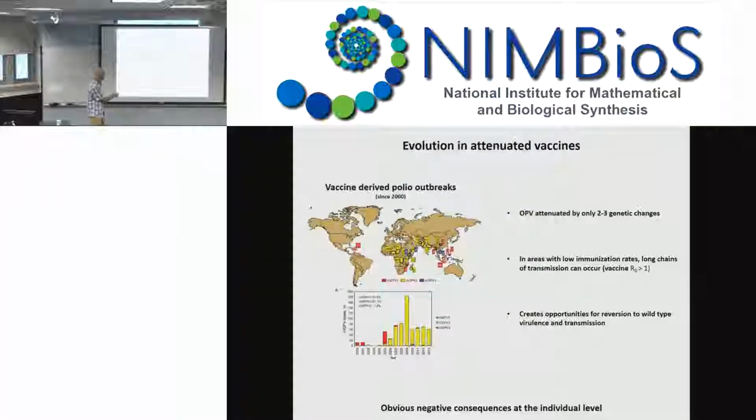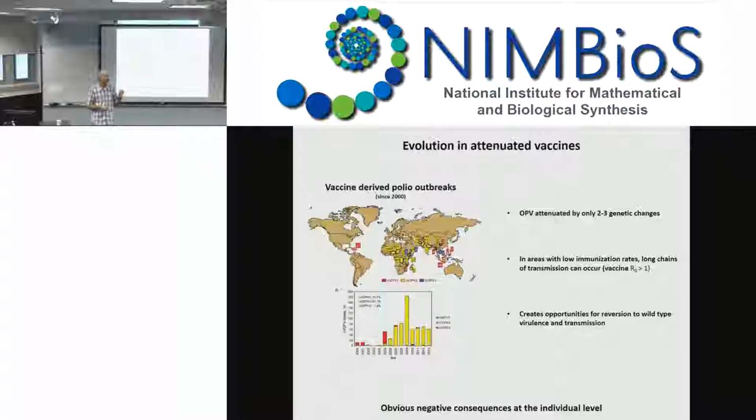And this graph down here just shows since 2000, when surveillance really started in earnest for these things, the number of cases per year. And so we're seeing these constant, repeated reversions to wild type. The reason this occurred so easily is we now know that the oral polio vaccine was originally a trivalent vaccine, so it had 3 different strains of polio in it.